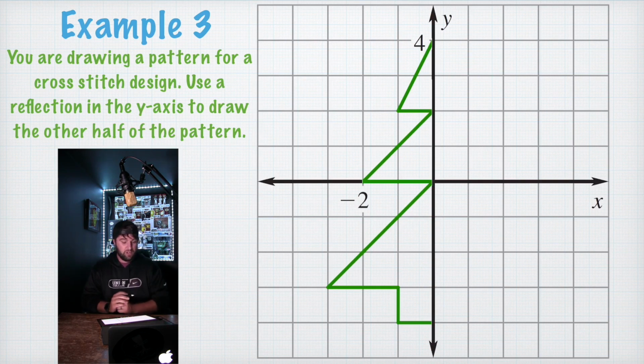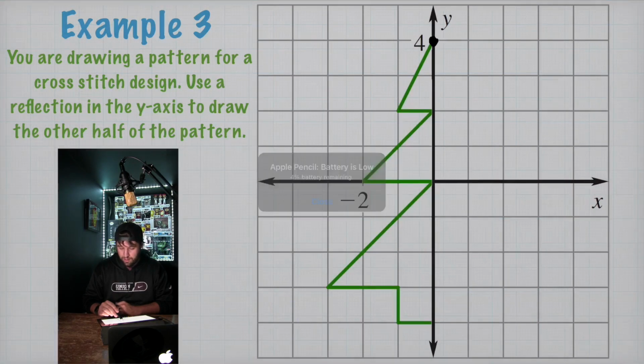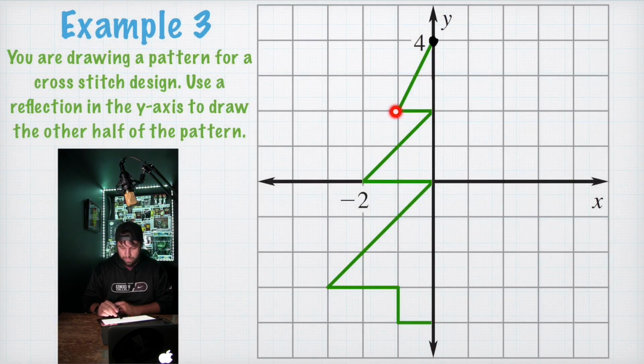You are drawing a pattern for a cross-stitch design. Use a reflection in the y-axis to draw the other half of the pattern. So we're going to take the points, like here's a point, and we're going to take the opposite of the x value it has. So right here, its x value is 0. So the opposite is 0. This is kind of a confusing one to start with, but the opposite of 0 is still 0. So we're going to put a point right there. Okay, so let's go to a different point right here. Its x value is negative 1. The opposite of negative 1 is positive 1. So that's going to be right here, just straight across, positive 1, because the y value stays the same. Okay? So let's go ahead and put our positive 1 right here.